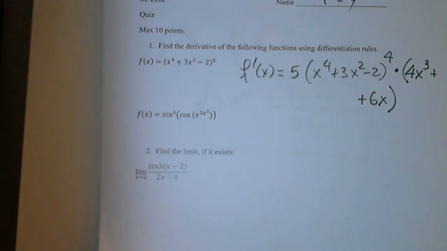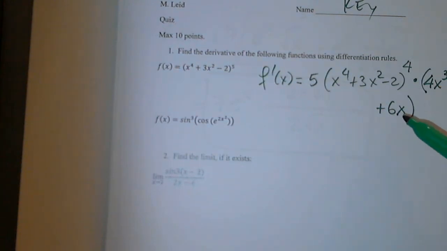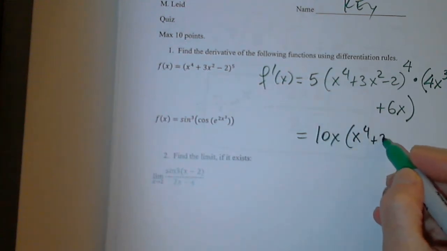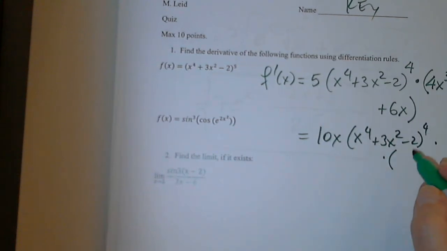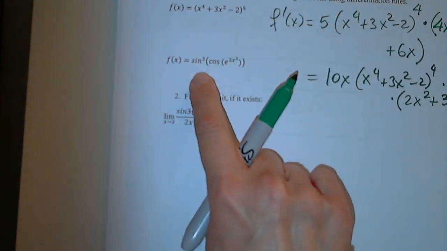I don't think it's a problem, but I pulled out an extra 2x and moved it to the front, just to simplify the second part. Oh, so you factor out the 2x. Yeah. That's awesome. That's fine. We can do that. So you wrote 10x then? Yeah. x to the 4th plus 3x squared minus 2 to the 4th power and multiplied by 2x squared plus 3. Excellent. Good.